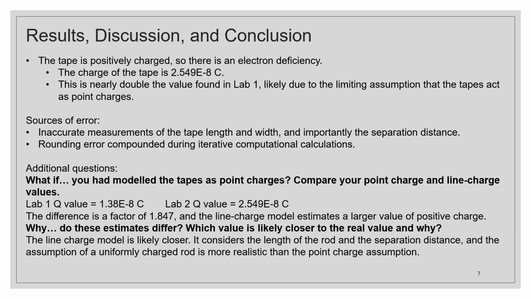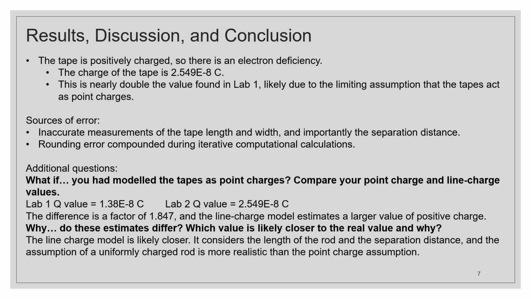Lastly, for the results, discussion, and conclusion, the tape is positively charged, so there is an electron deficiency. The charge of the tape is 2.549 times 10 to the negative 8 coulombs. This is nearly double the value found in Lab 1, likely due to the limiting assumption that the tapes act as point charges. The possible sources of error in this experiment include inaccurate measurements of the tape length and width, and importantly, the separation distance, as well as rounding error that may have compounded during the iterative computational calculations.